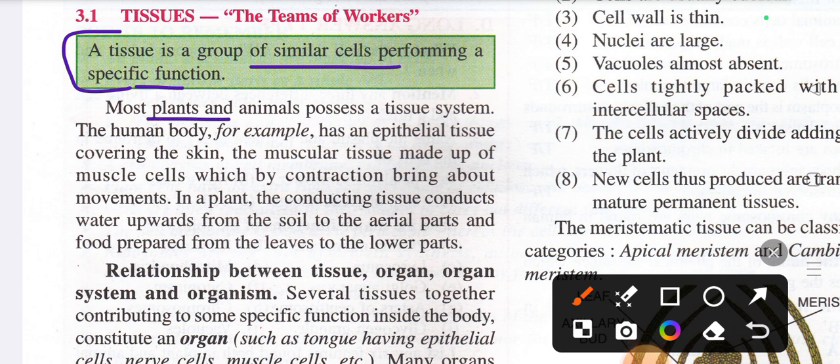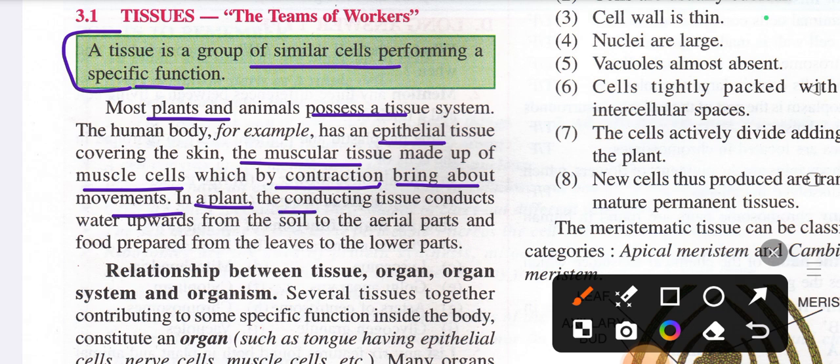Most plants and animals possess a tissue system. The human body, for example, has an epithelial tissue covering the skin. Yes, we know the skin is epithelial tissue. The muscular tissue is made up of muscle cells which by contraction bring about movements. Muscle cells, we have our biceps, triceps. So these are all muscle cells and they help in contraction and relaxation of the tissues.